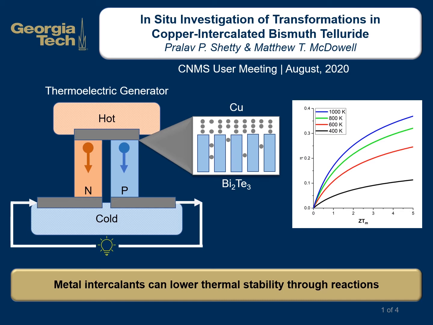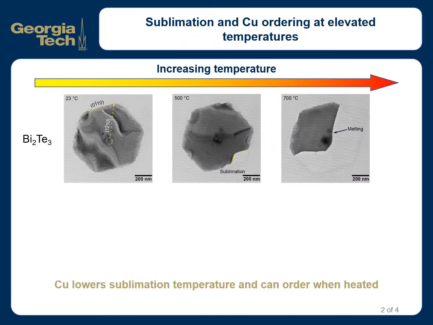This work aligns well with the CNMS nanoscale transformations research thrust that seeks to understand how matter transforms locally for nanofabrication applications. First, we synthesized platelets of bismuth telluride and heated them in situ inside a transmission electron microscope.